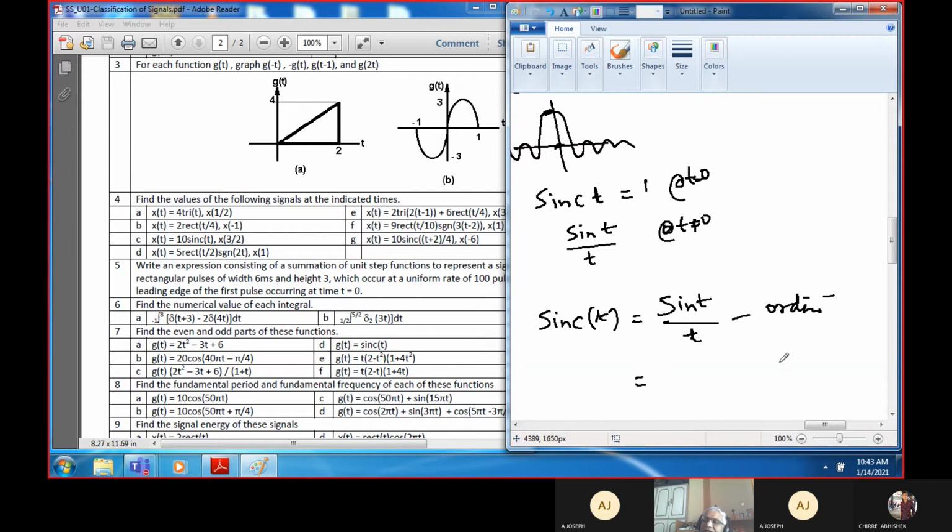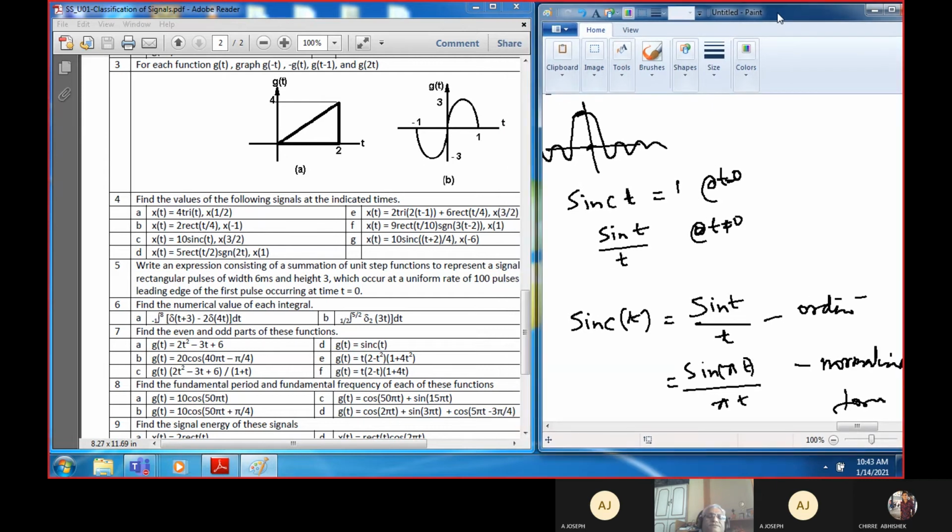Now there is another way called normalized form, which is written as sin pi t over pi t. Why it is called normalized form, we will discuss later. But for the time being, simply substitute the value of t in sin t by t. Whatever answer you get, that is the answer that you are going to use in the function. Okay, so that is how we have to work it out.